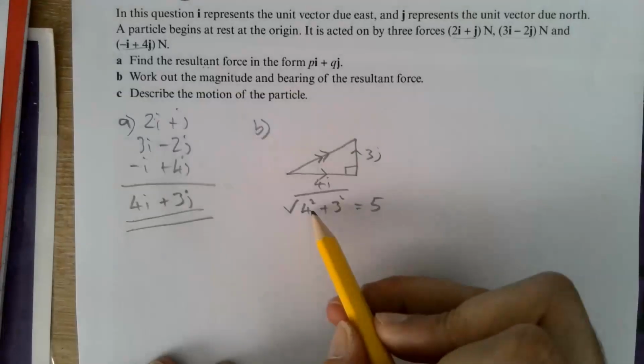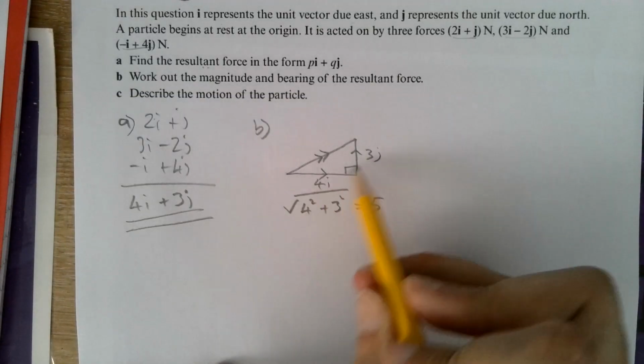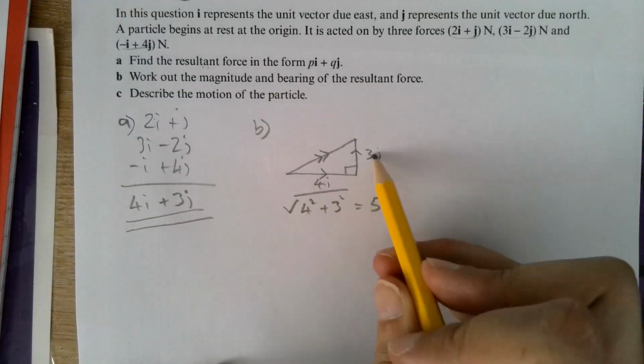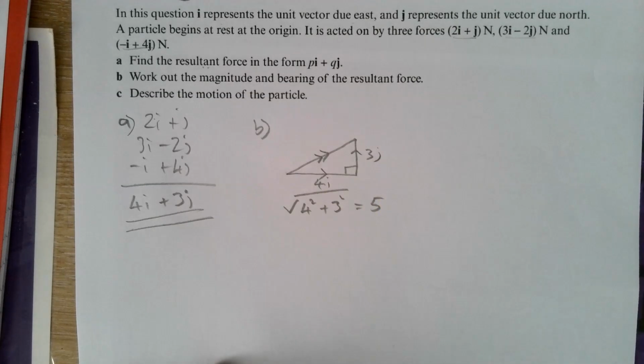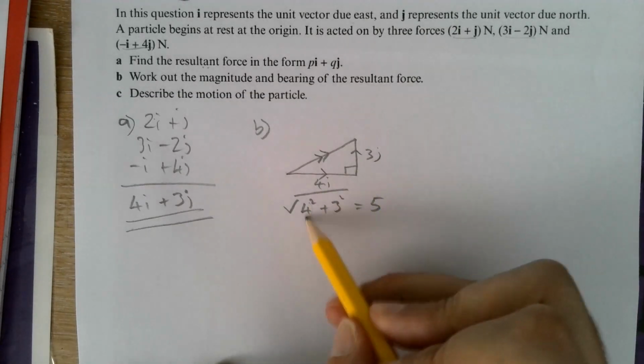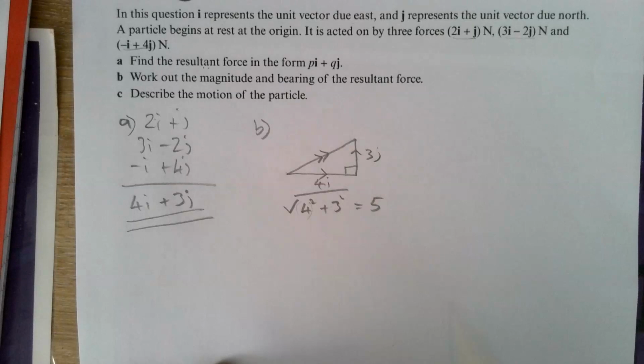This would be the same sum even if these numbers were negative, by the way. So let's say that was 4i minus 3j. Remember that whenever you square it, it's going to be positive anyway. So if you wanted to, you could put a minus and put it in brackets if you need to, but it will always be a positive answer there.